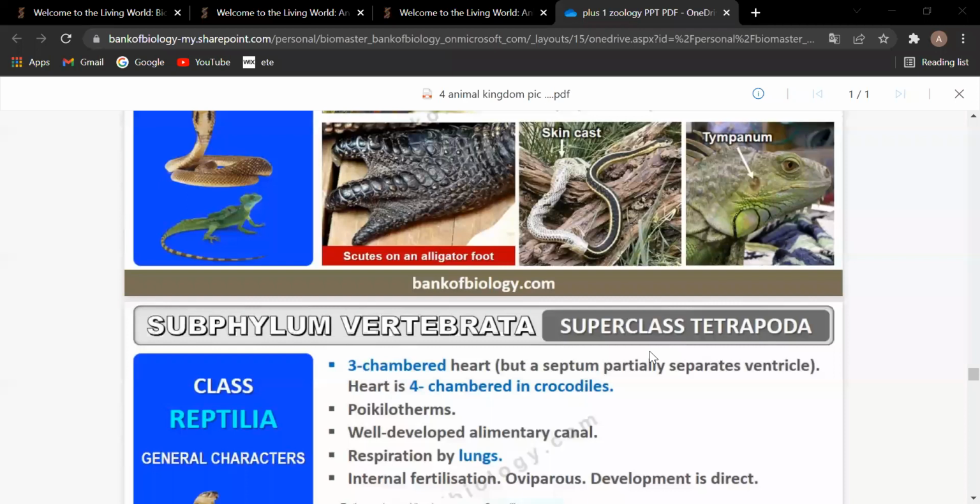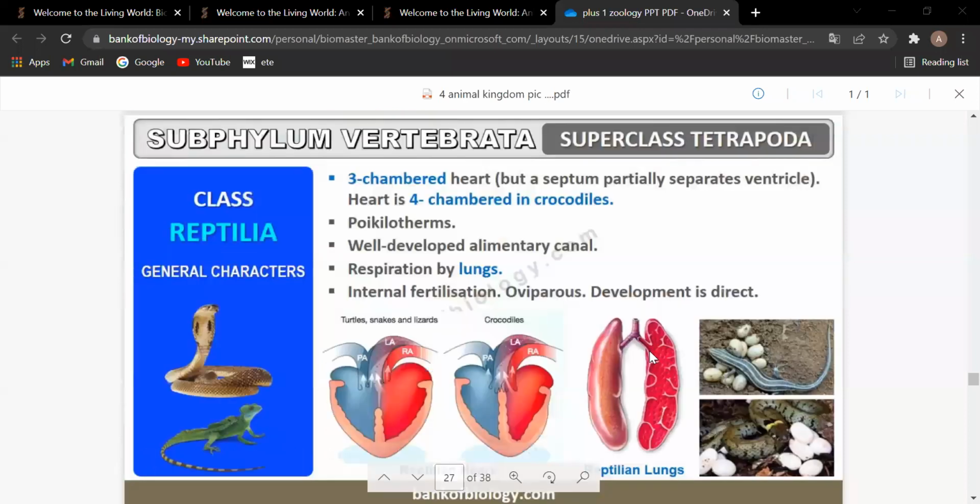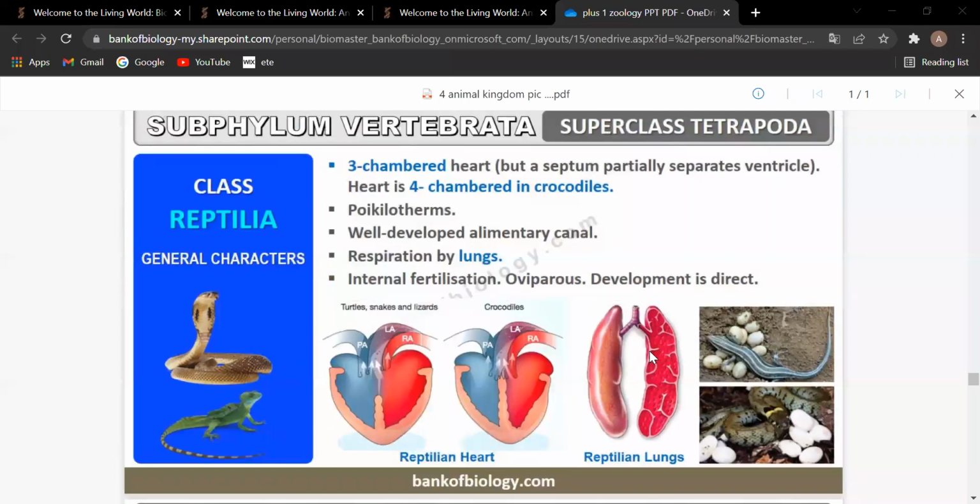Three-chambered heart, but a septum partially separates the ventricle. Heart is four-chambered in crocodiles. Poikilotherms, well-developed alimentary canal. Respiration by lungs. Internal fertilization, oviparous, and development is direct. So these are like very easy things. Exception देखो बेटा यहाँ पर, crocodile is an exception which is going to have four-chambered heart. Otherwise, all are having three-chambered heart. Correct? All reptiles.